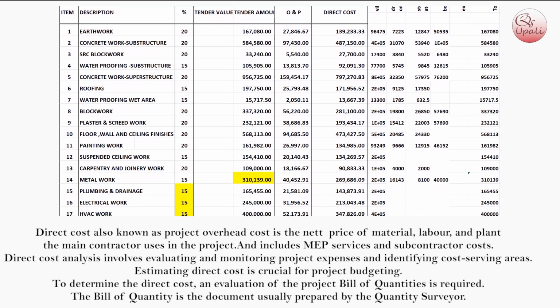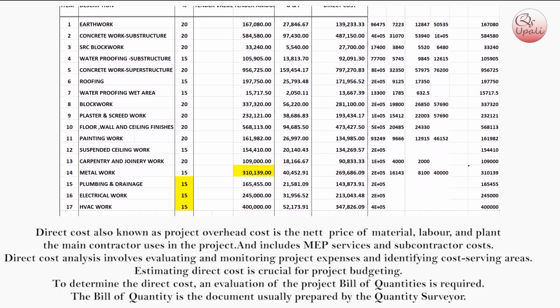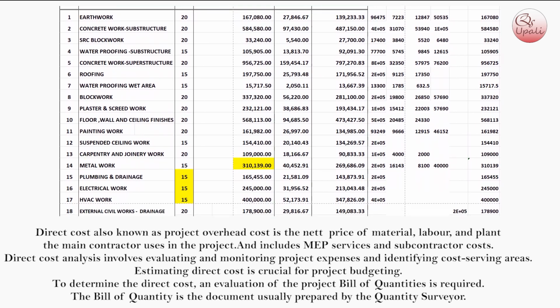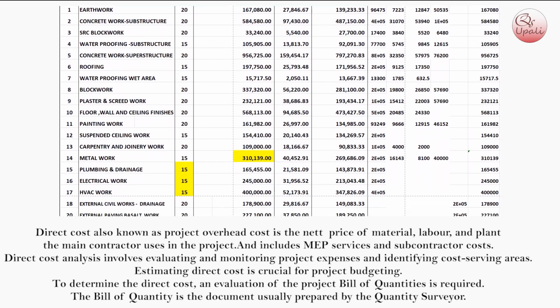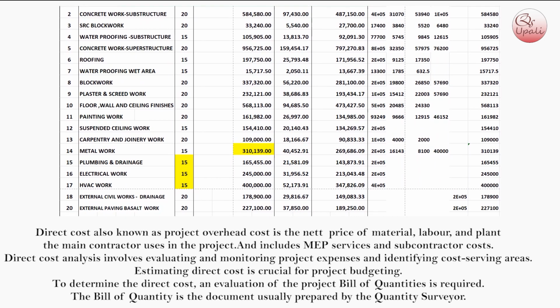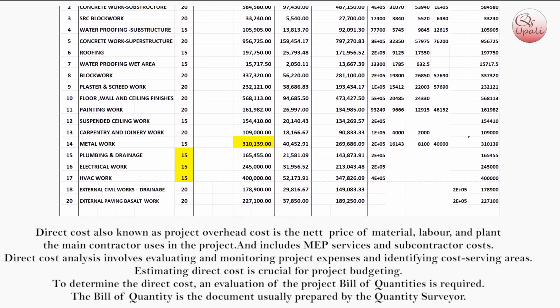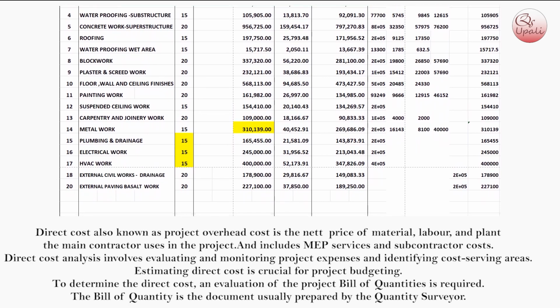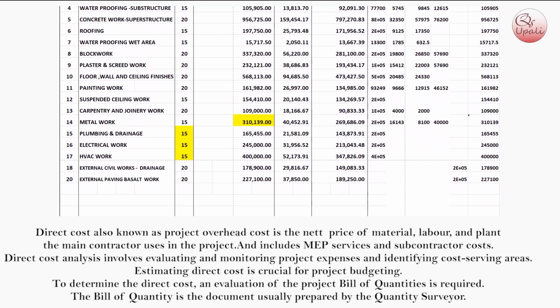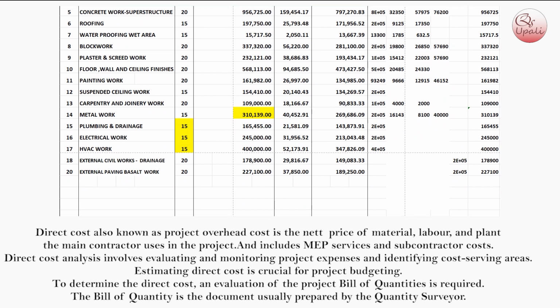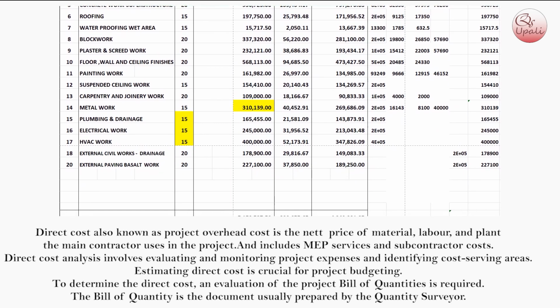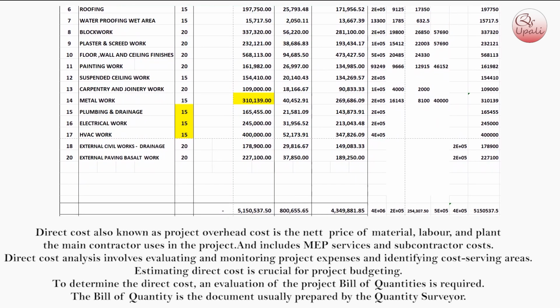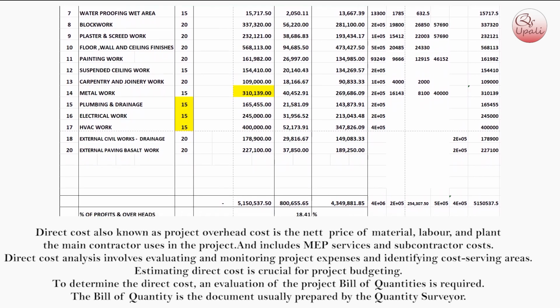Direct cost analysis involves evaluating and monitoring project expenses and identifying cost-saving areas. Estimating direct cost is crucial for project budgeting. To determine the direct cost, an evaluation of the project Bill of Quantities is required. The Bill of Quantities is the document usually prepared by the Quantity Surveyor.